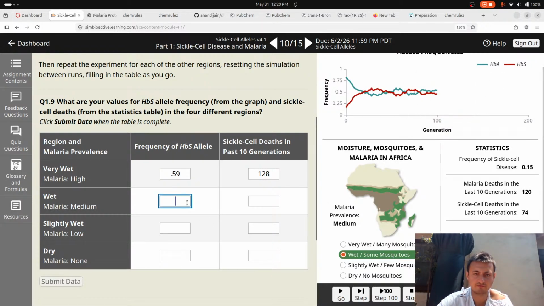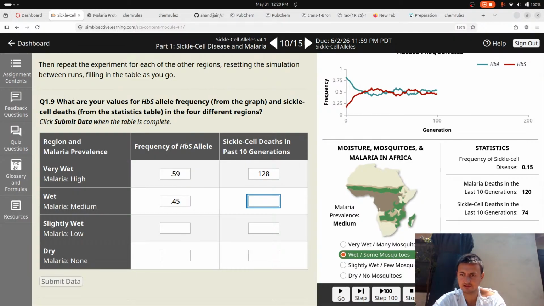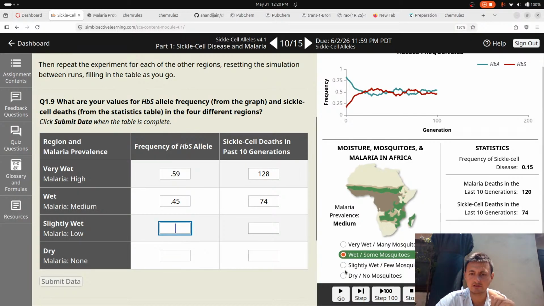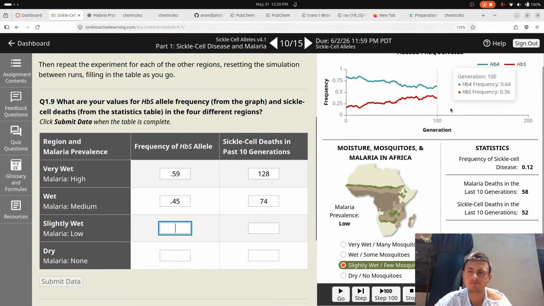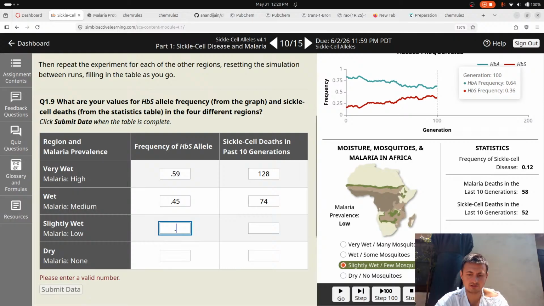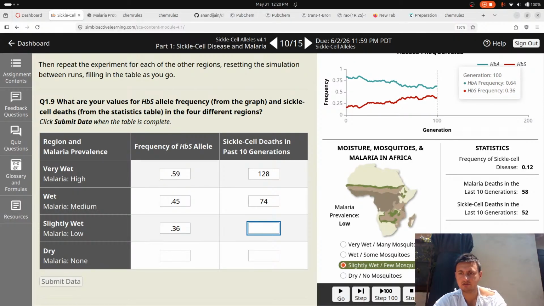HBS 0.45 and sickle cell is 74. Okay, slightly wet. Reset step. 0.36 and 52.